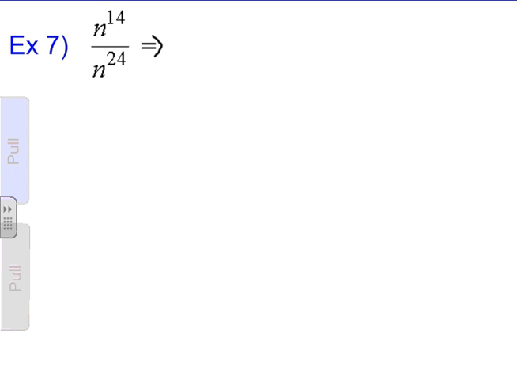So here we have n to the 14th divided by n to the 24th. The bases are the same, so we're going to subtract the exponents. 14 minus 24. Well, we know 14 minus 24 is negative 10, so we have n to the negative 10. We don't ever leave our answers with negative exponents. So we're going to change it to be positive exponents, so we're going to invert it. We're going to take the reciprocal of it.